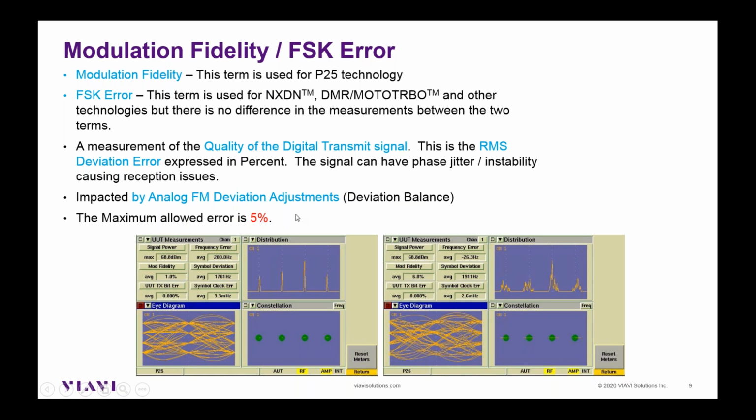So the impact that high mod fidelity causes is it can impact your coverage area. So actually all of these different signal impairments we're going to look at today can impact coverage area. And not only can you have just one, but you can actually have all of them at the same time. And when combined, it's especially hard for the receiver to decode these signals. So mod fidelity, or FSK errors, is basically a quality measurement of the digital transmitted signals, the RMS deviation error expressed in a percentage. And most commonly, what causes it is a deviation alignment.